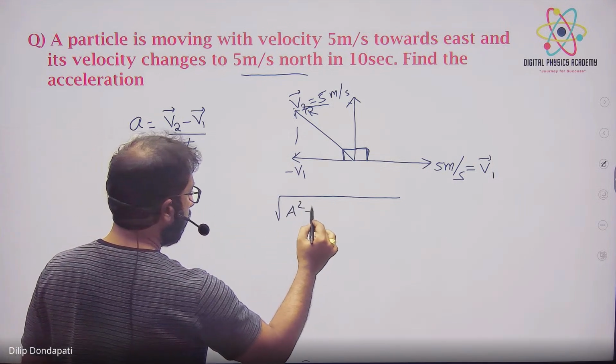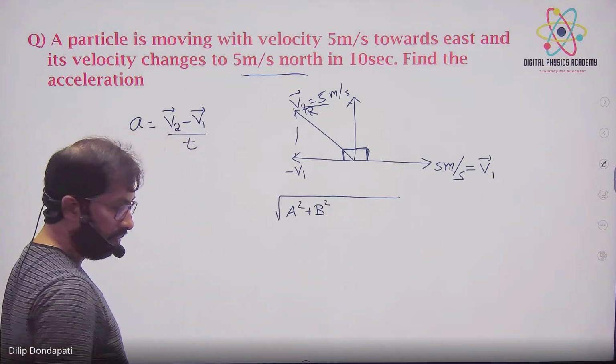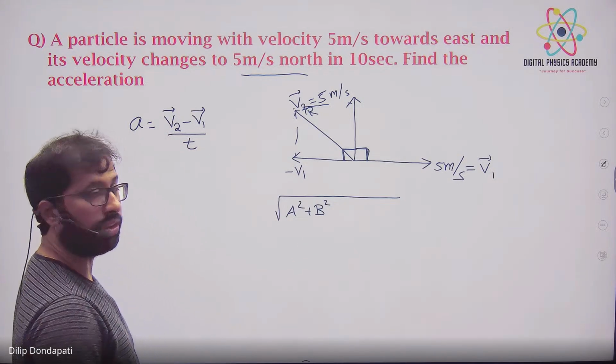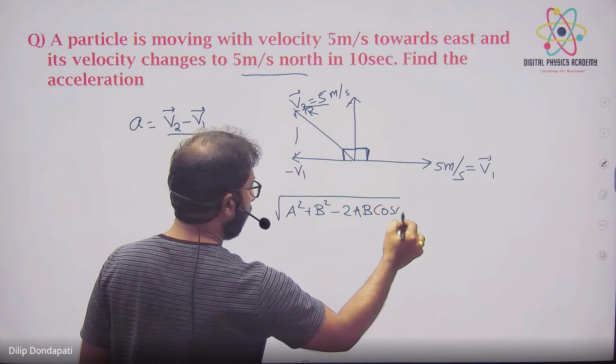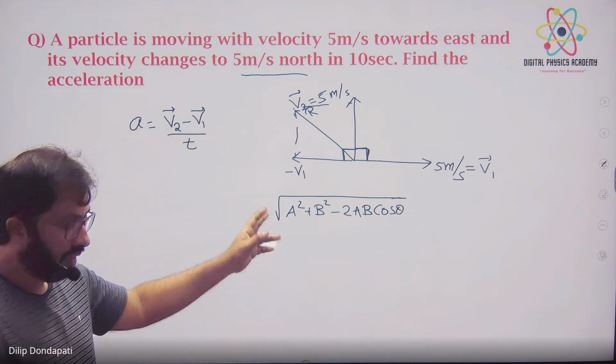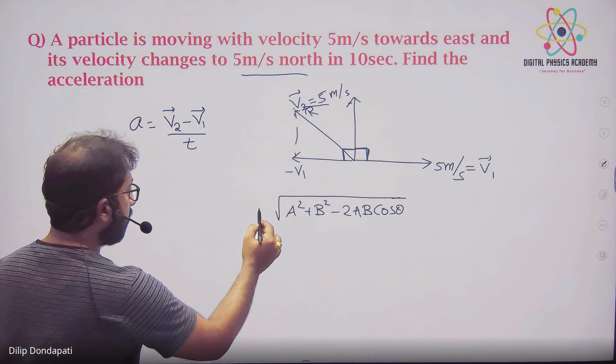ये सर pi root 2. हाँ सर. Yes, pi root 2. Units are what? Meter per second square. Yes. Acceleration, right? Okay, चलो. So ये भी cos theta. Okay. This is the formula for subtraction of vectors.